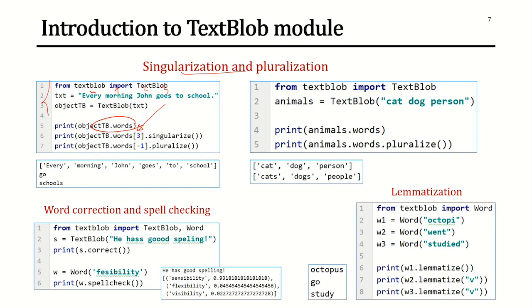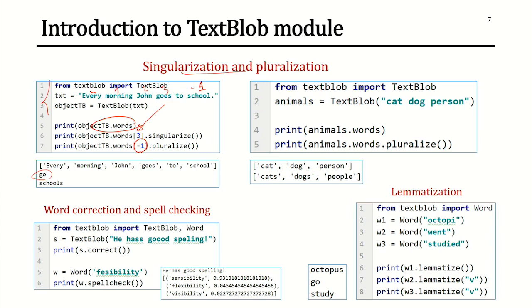So you can find the singular form of these words. So we obtain this output, which is the verb go. And we can also access the information from the last index using -1. That means from the last word here, it counts from -1. So this word is school.